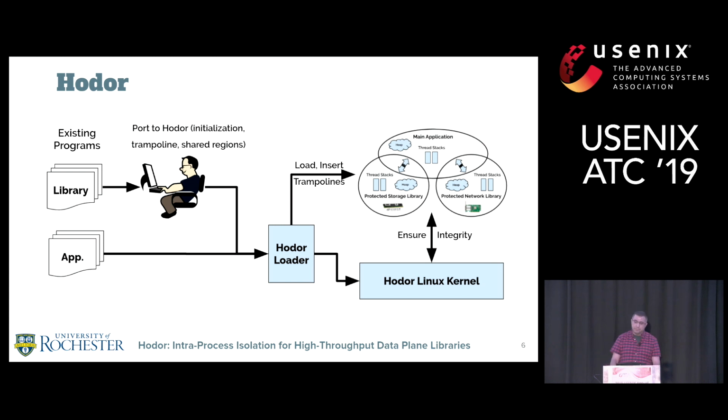Two main components of our design are Hodor's loader and the modification that we added to the Linux kernel. The job of the loader is to parse the information that comes with the protected library, some metadata that we add, load the library in its own domain, insert the trampolines, and initialize the library. It will also communicate the address space layout with the kernel so that during the course of execution, the kernel can guarantee the integrity of this setting.